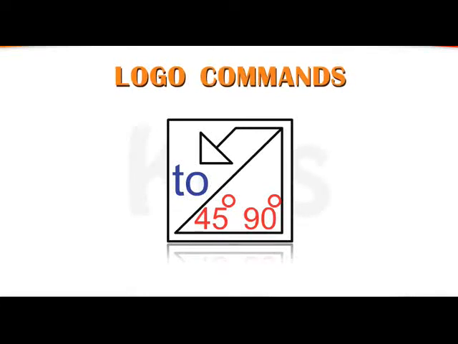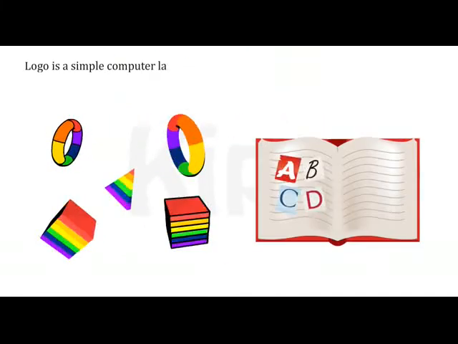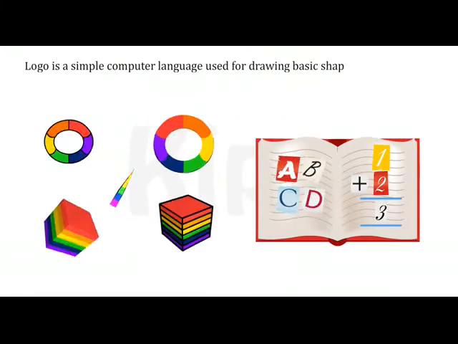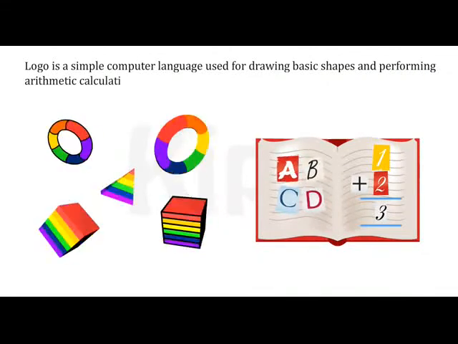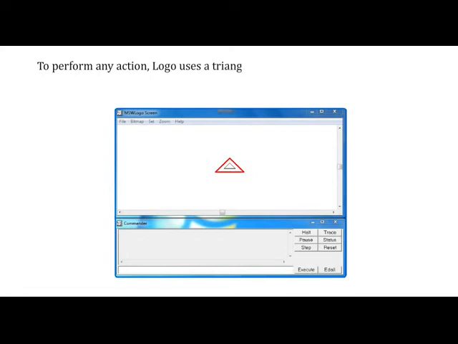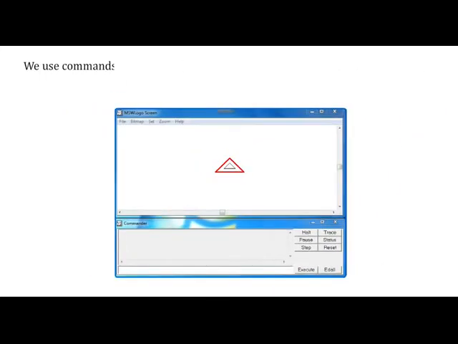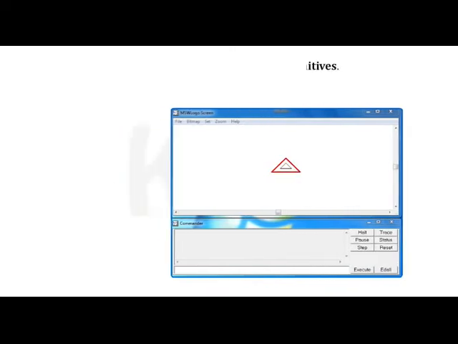Today we will learn about Logo commands. Logo is a simple computer language used for drawing basic shapes and performing arithmetic calculations. To perform any action, Logo uses a triangular shaped turtle that moves on the computer screen. It is just like a pen. We use commands to move a turtle around the screen and to draw different figures. These commands are known as primitives.